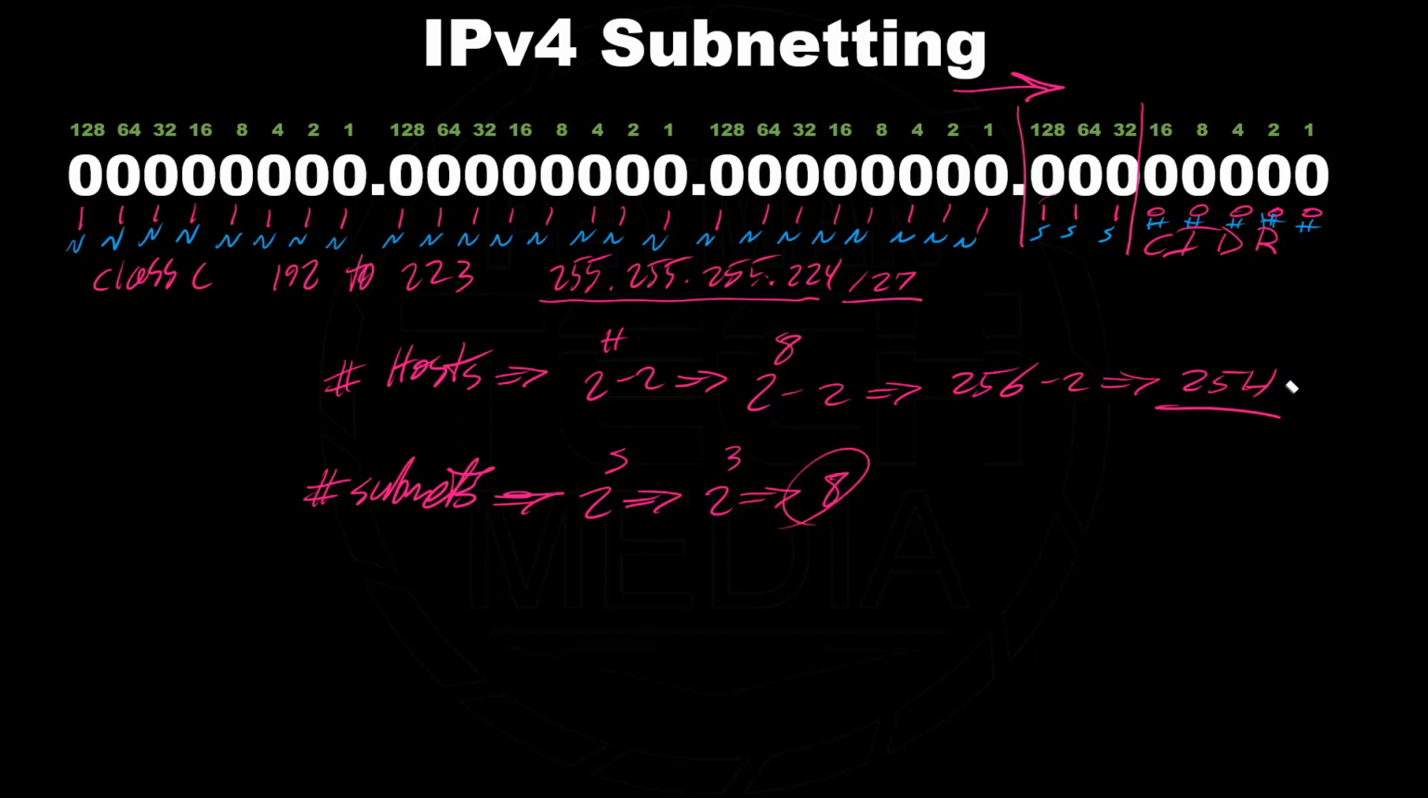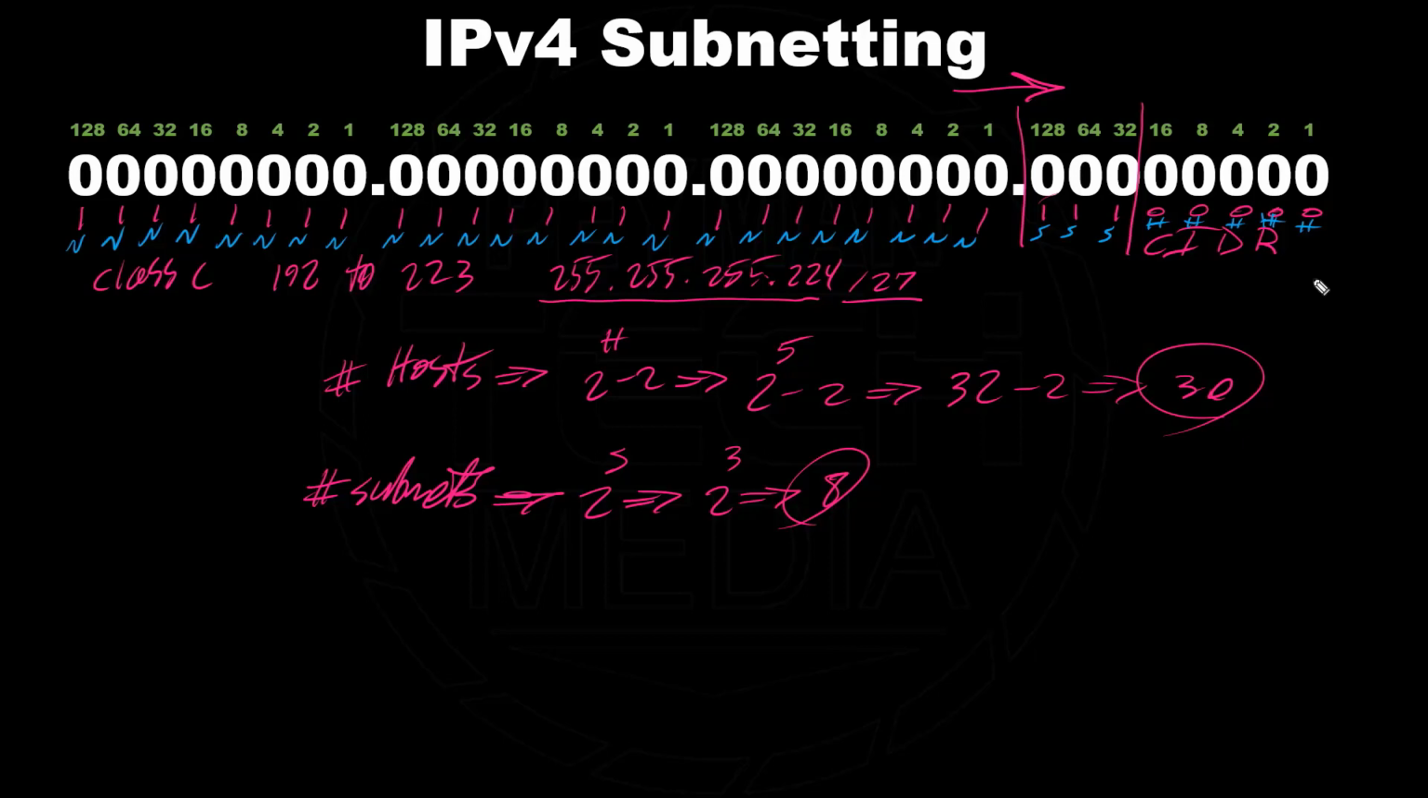How many available IP addresses do we have per subnet? Well, let's find out. We talked about this formula to find the number of hosts: 2 to the power of host bits minus 2. What are our host bits? Zeros represent host bits. 1, 2, 3, 4, 5. So 2 to the power of 5 minus 2, which is 32 minus 2, 30. So it gives us 30 available IP addresses, which you probably saw in previous videos.